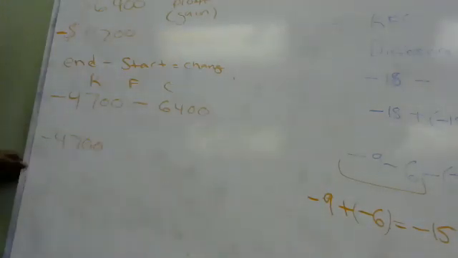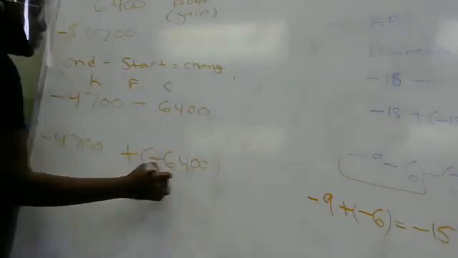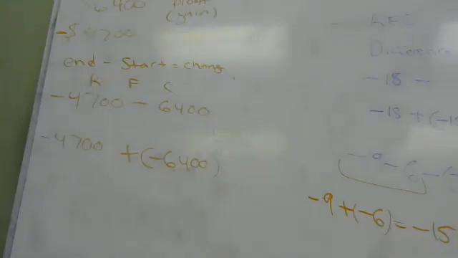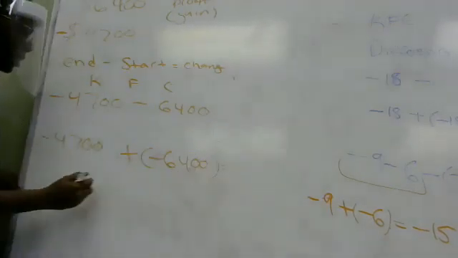And then what do we change? The positive 6,400 to a negative 6,400. So now we're actually just adding these numbers. They're both negative, so when we add, we get a negative number.